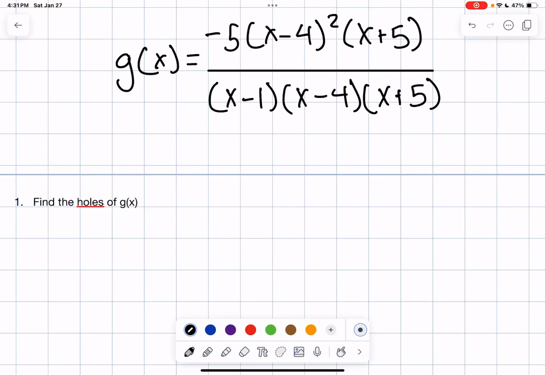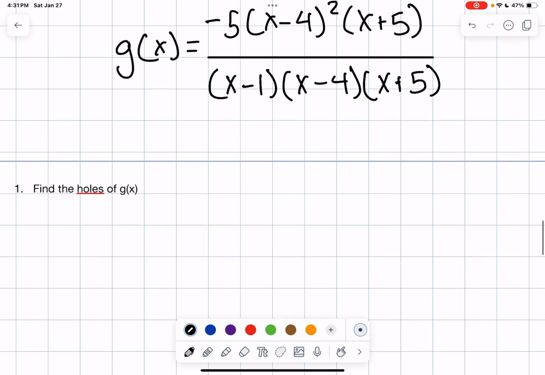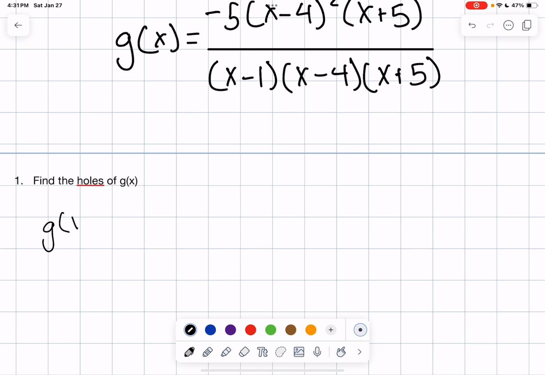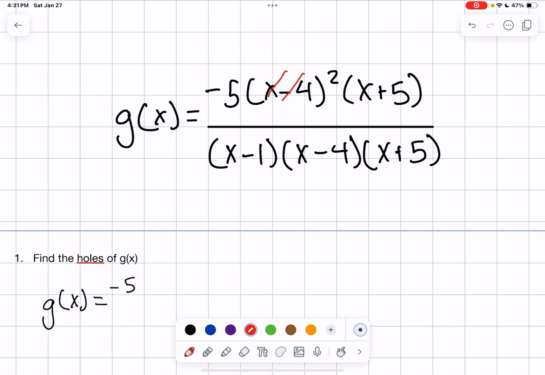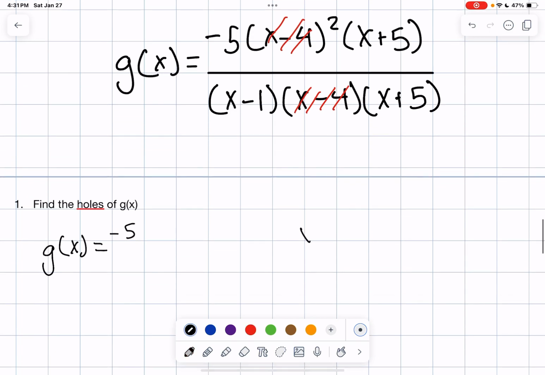So we have the function g of x here, and first we're asked to find the holes of g of x. So we're going to take the function g of x, and we're going to notice that we can cancel out a few things in g of x. Here we notice that we have two x minus 4's on top and one x minus 4 on the bottom. So an x minus 4 can be canceled out. So that leaves us with a hole at x equals 4.